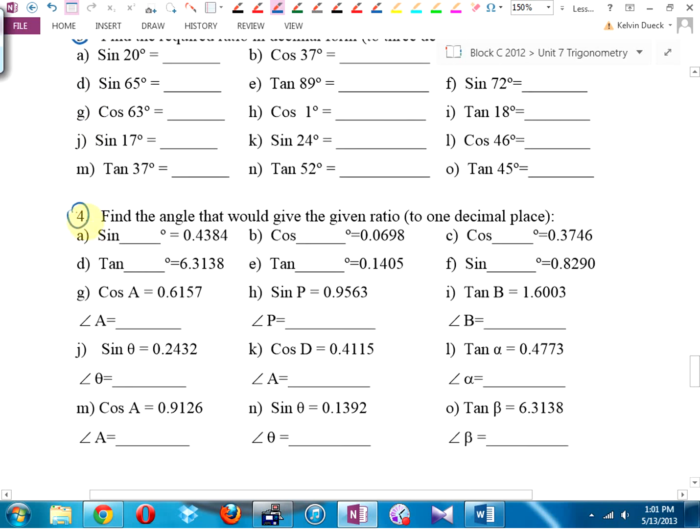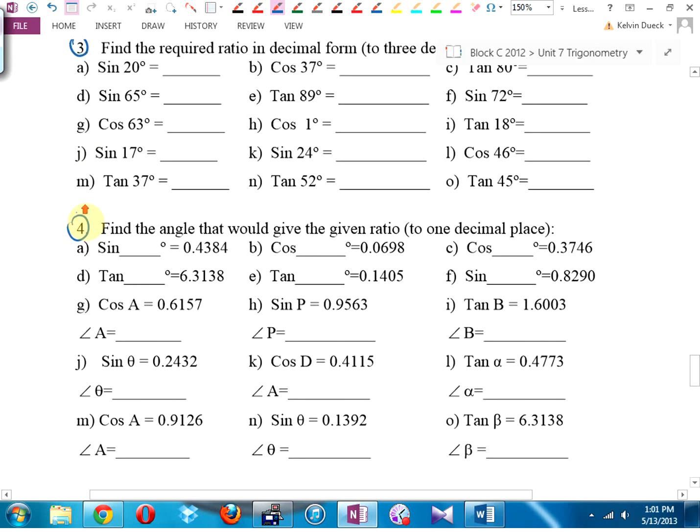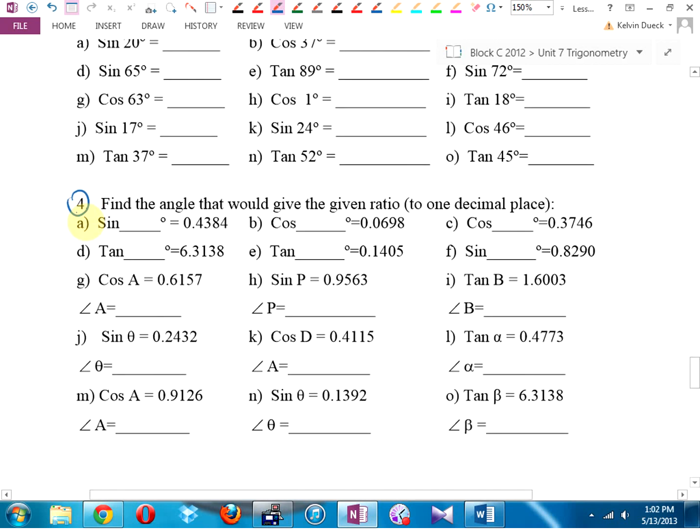Number 4, how is number 4 different than number 3? Okay, in number 3, I'm giving you the angle. That's just going to be hit the sine or the cos or the tan button, the angle equals. In number 4, there's 2 ways that I can show you you don't know the angle. I can leave a blank space there, which is kind of a dumb way to write it. You know what a better way is going to be? Like in G and H, I'll put a variable there. I'll say the cosine of A equals 0.6157. What's A? Still going to be second function or shift button.